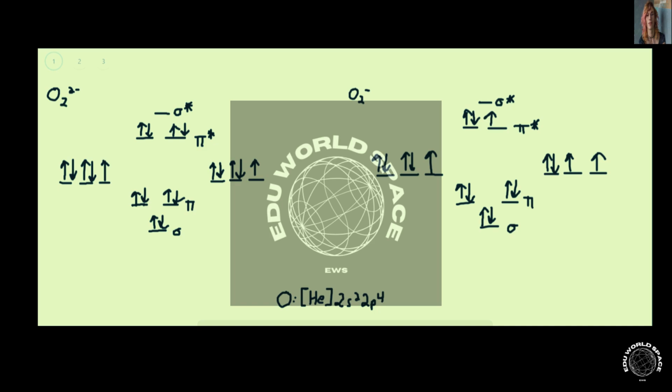So the reason that peroxide has a longer bond length than superoxide is because peroxide has more electrons in its antibonding orbital, and that's what's causing the bond to weaken and the bond length to increase.